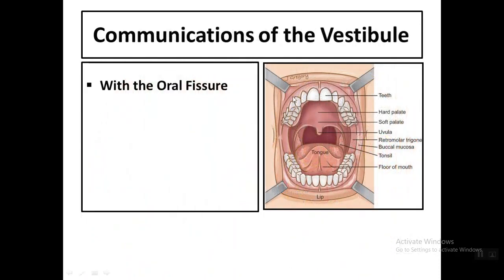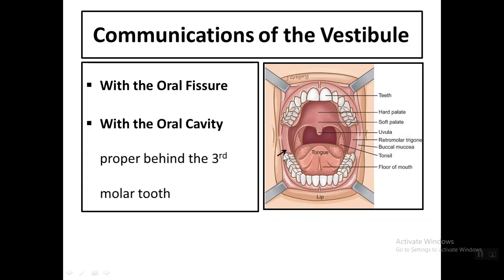This vestibule communicates anteriorly through the oral opening, يعني oral fissure, with the exterior, and posteriorly behind the third molar tooth with the mouth cavity proper. يعني راح تكون الاتصال ويا الخارج through the oral fissure, بالداخل مع ال oral cavity proper behind the third molar tooth.